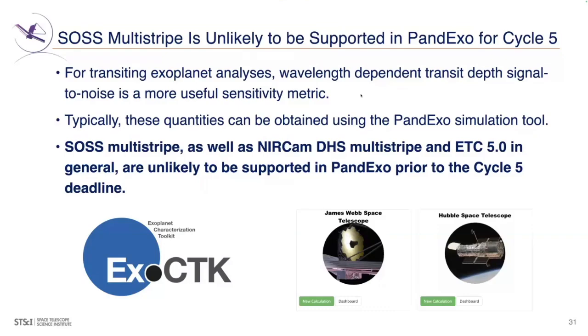SOS Multistripe, as well as NIRCam DHS and ETC 5.0 in general, are unlikely to be supported for the cycle 5 deadline. So we're making no commitment that it will be in place, unfortunately. But for SOS Multistripe, don't fear, because there is a way that you can predict the signal to noise anyway. And that's what I'm going to go through now.